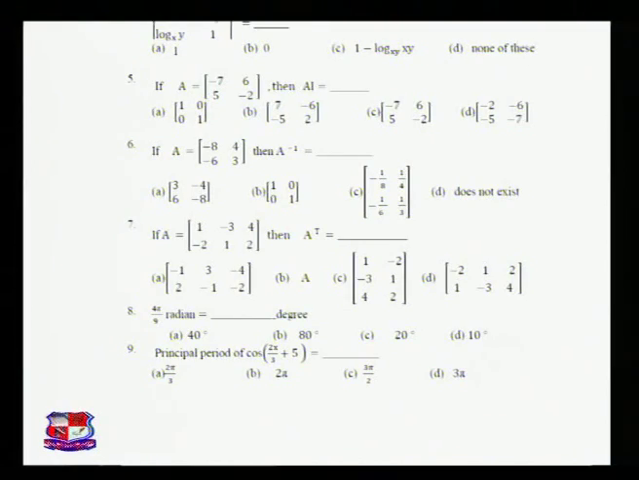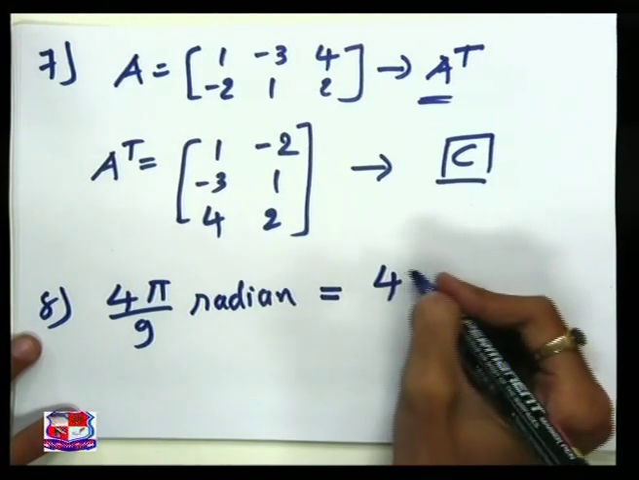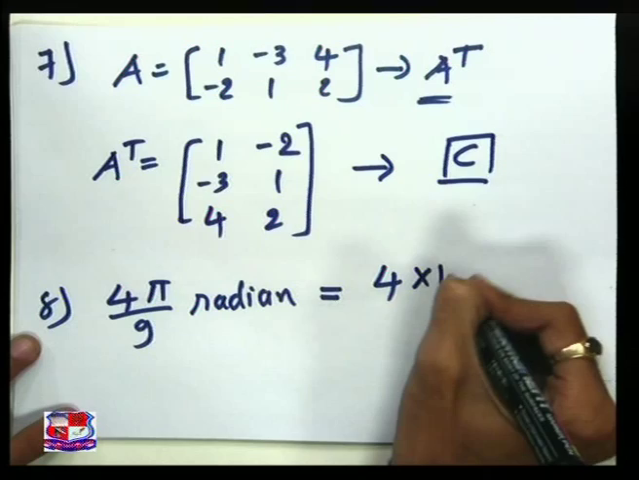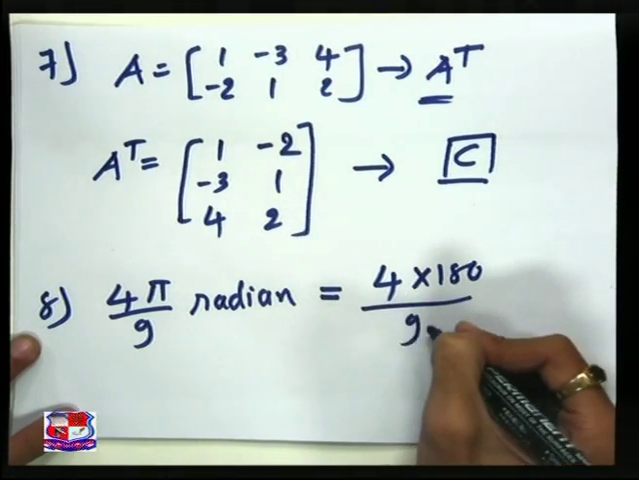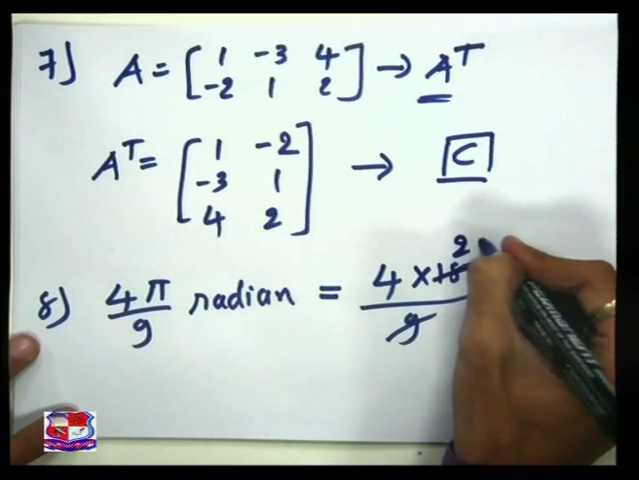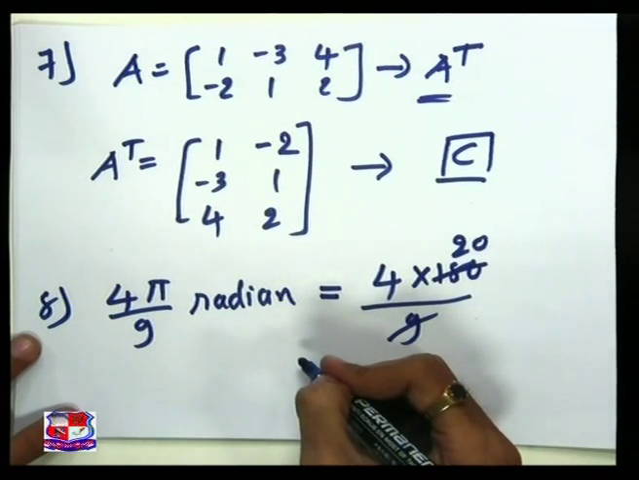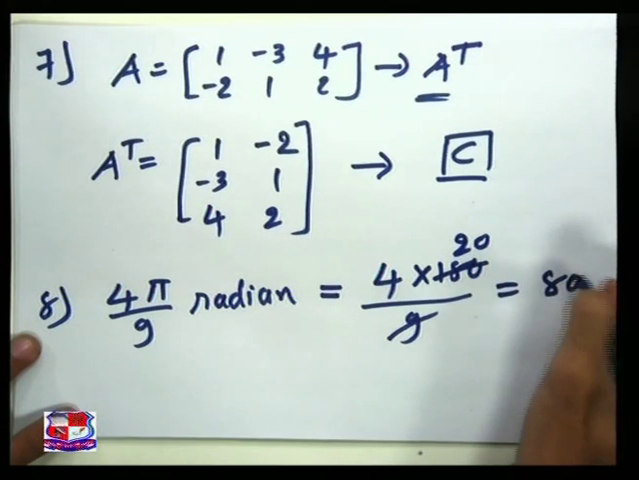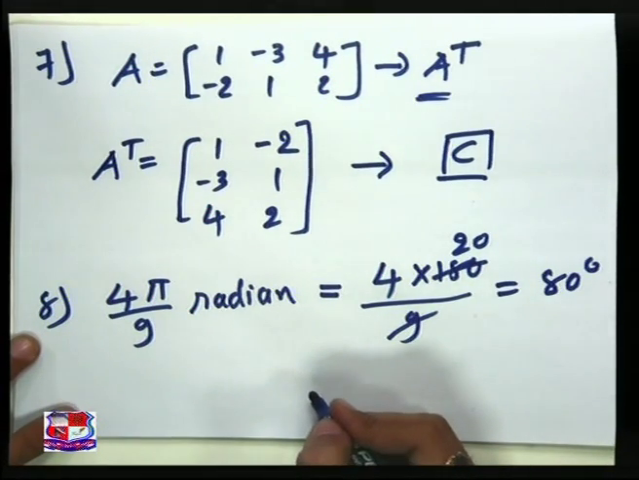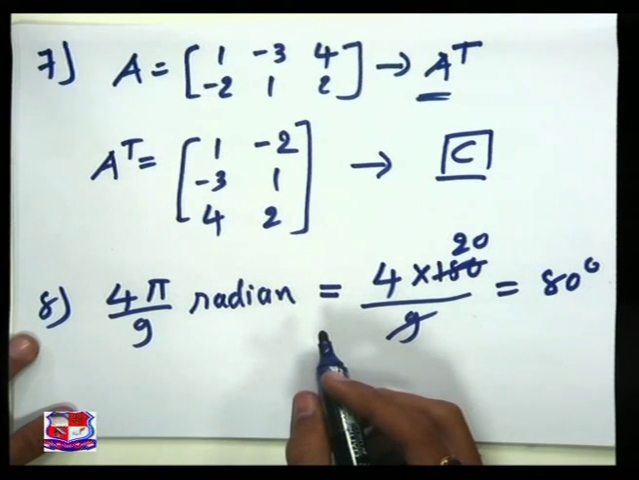For the eighth question, the question is 4 pi by 9 radian is equal to how much degree? So it is quite clear that pi radian is equal to 180 degree. So here if I put pi equal to 180, upon 9, this will be 20 into 4, that is 80 degree. So our answer is 80 degree, and the answer will be in option B.